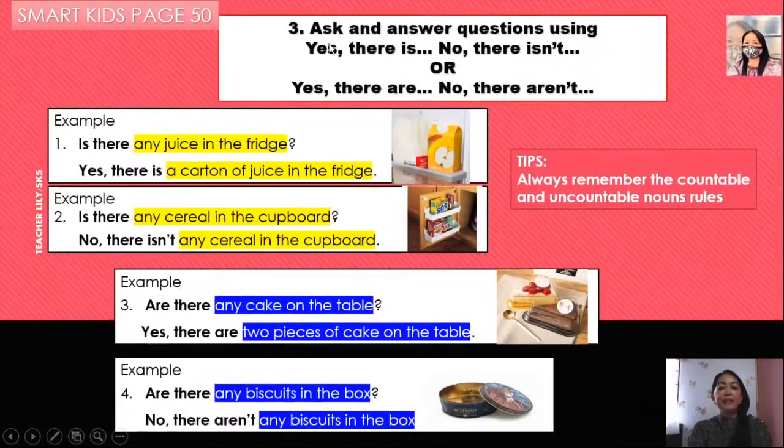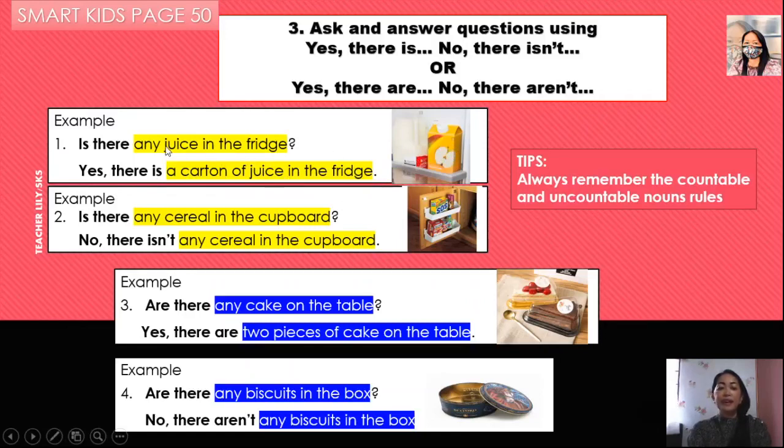Number 3, ask and answer questions using yes there is, no there isn't, or yes there are, no there aren't. Example number 1. Is there any juice in the fridge? Can you see any juice here? Yes, apple juice, right? Then you answer, yes, there is a carton of juice in the fridge. Remember the collective noun, a carton of juice.